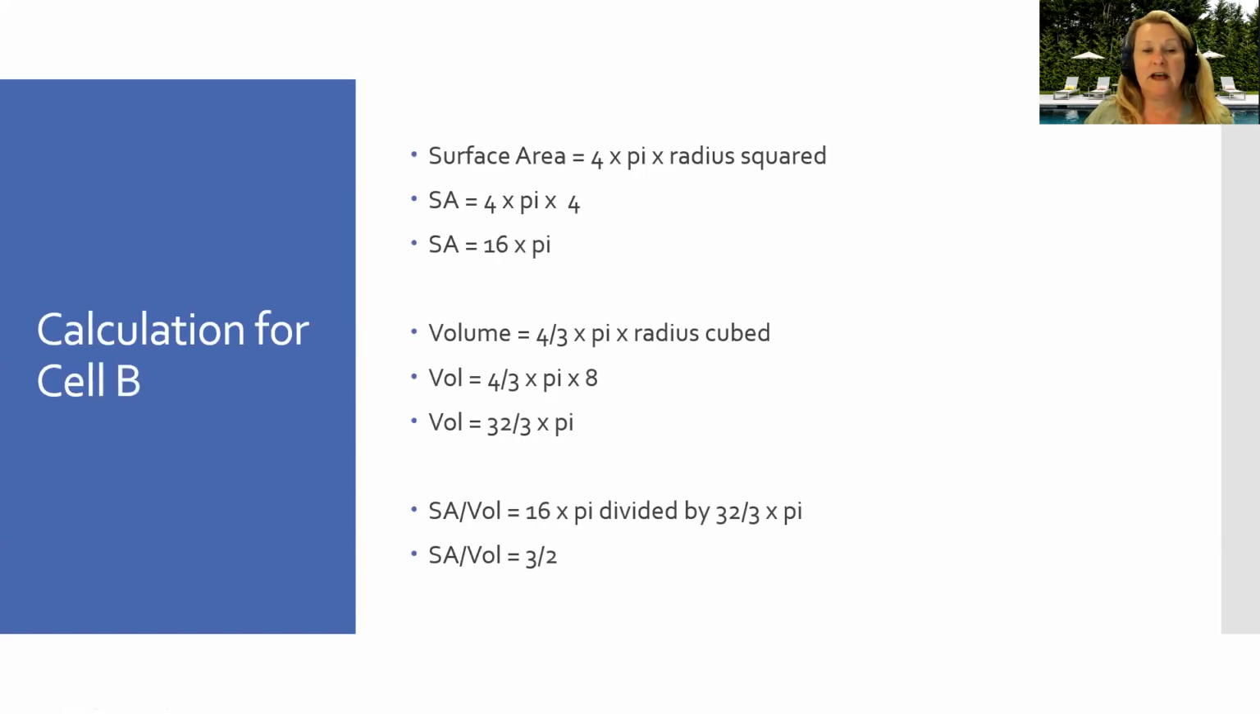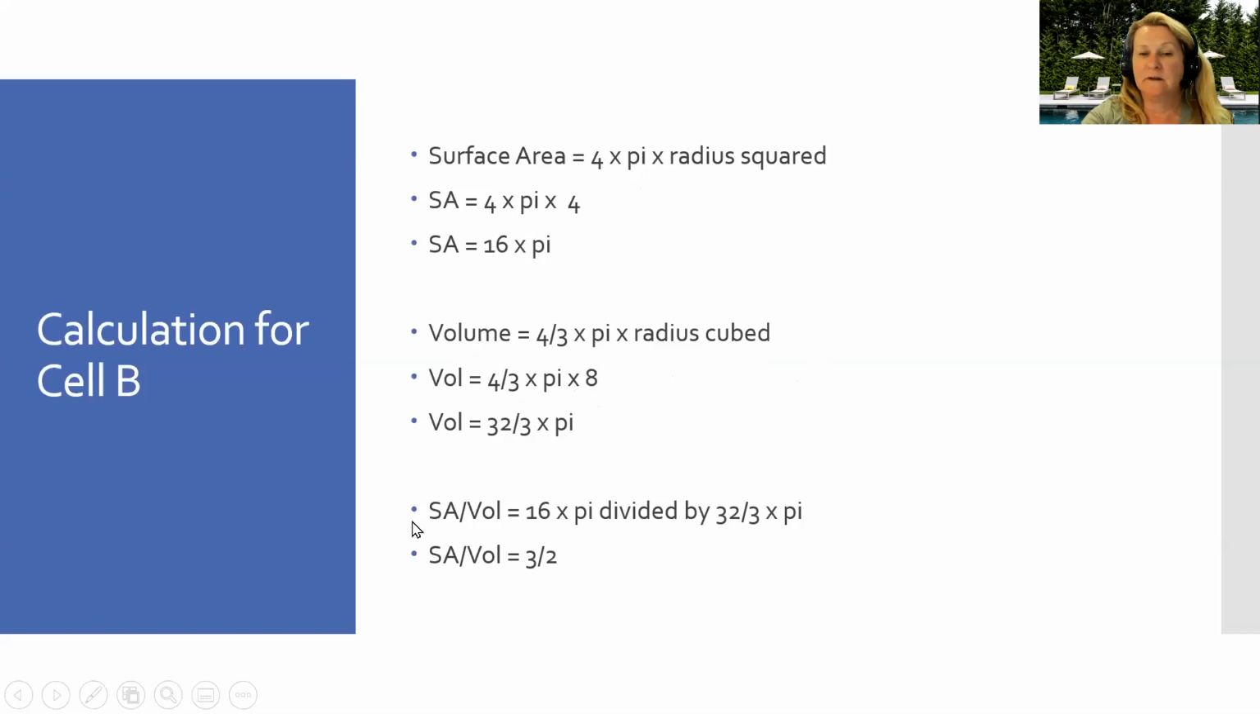Now, let's do the calculation for cell B if the radius is 2 units. Using the same formula for surface area, our radius squared, well, 2 squared is 4, times 4 times pi. So the surface area for cell B is 16 times pi. Volume is 4/3 times pi times the radius cubed. Now in cell B, the radius is 2. So 2 cubed, 2 raised to the third power is 8. So now we have 4/3 times pi times 8, which works out to be 32/3 times pi.